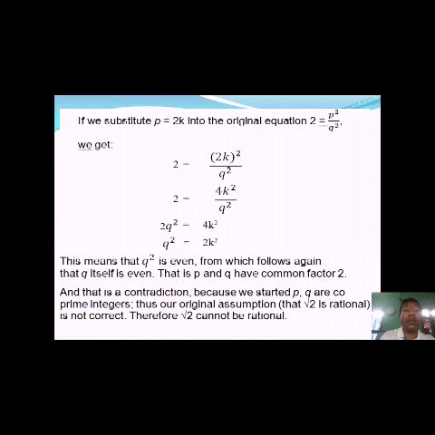That means there is a common factor of 2 between p and q. And that is a contradiction, because we started with p and q being co-prime integers. Thus our original assumption that root 2 is a rational number is not correct. Therefore, root 2 cannot be a rational number. It is an irrational number.